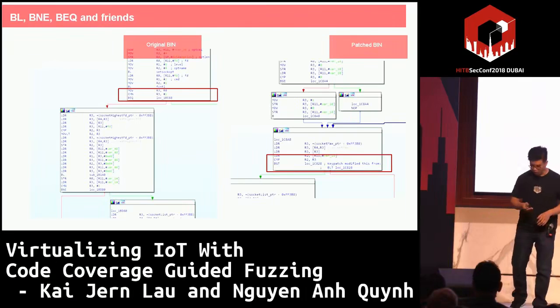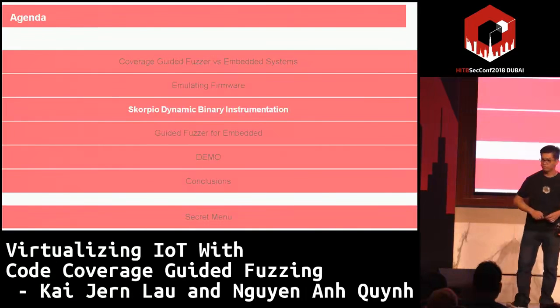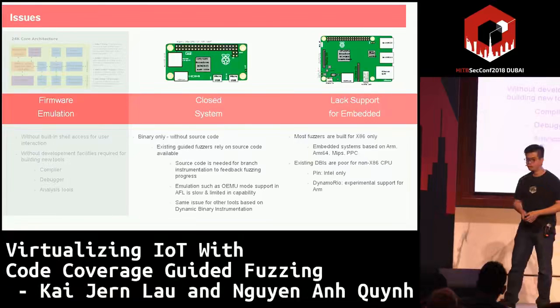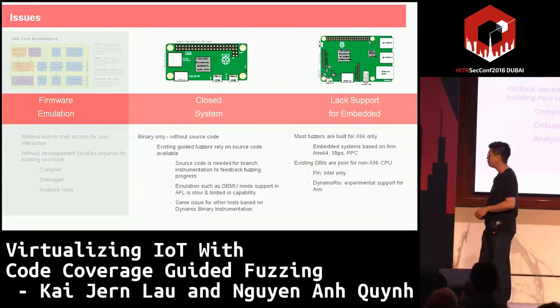Okay. So that is the emulation part. Then we move to Scorpio. You have 10 minutes. Okay, 10 minutes.